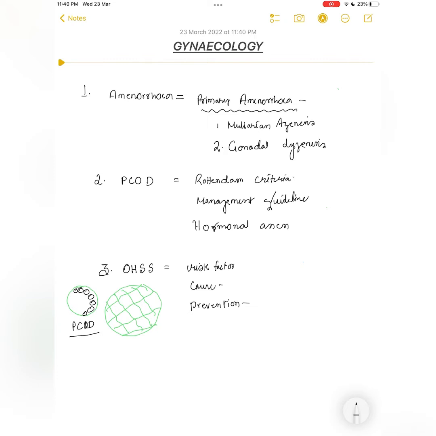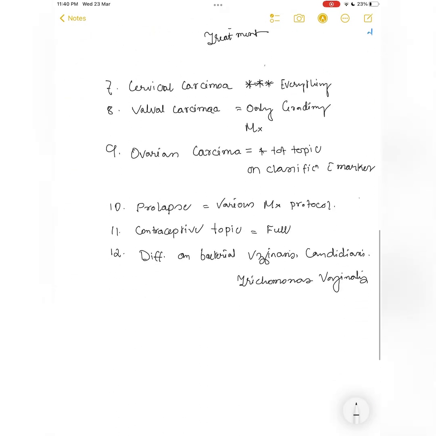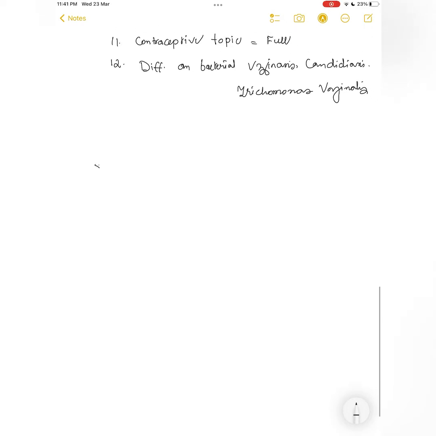In the case of amenorrhea, you have to know about two things: primary amenorrhea and secondary amenorrhea. In primary amenorrhea, there are Mullerian agenesis and gonadal dysgenesis. This is a very important topic for your exam, and I have already found, I think, a total of 4 questions in the previous year INICET exam.